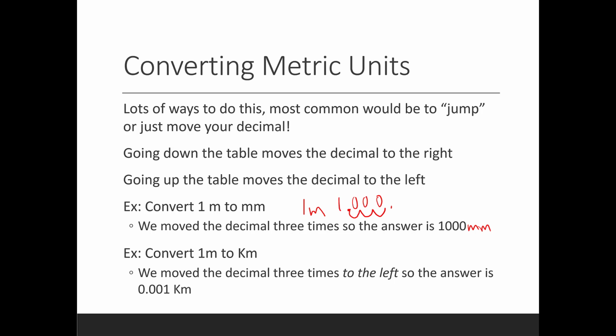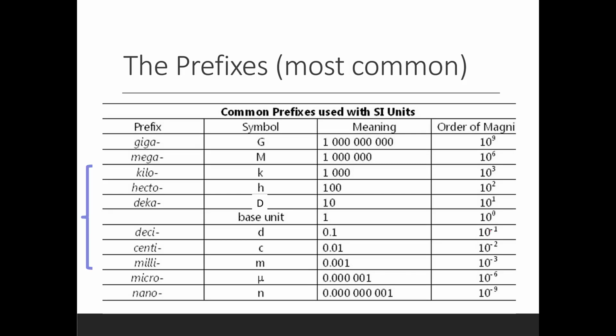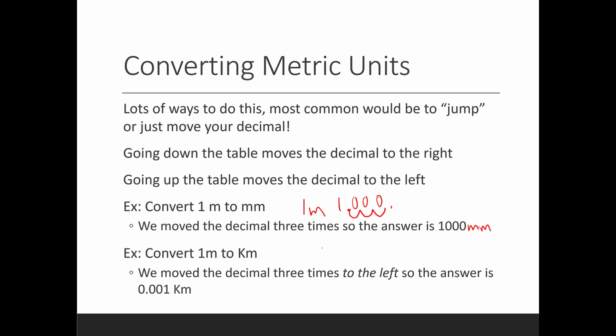If we go the other direction, that would be from 1 meter to kilometers. So if we look at that, meters is here, kilometers is up here. So we are making 1, 2, 3 jumps. So we're going to move the decimal 3 times to the left. So 1, 2, 3. Fill in those zeros there, and we get 0.001 kilometers. Now this makes sense, okay?